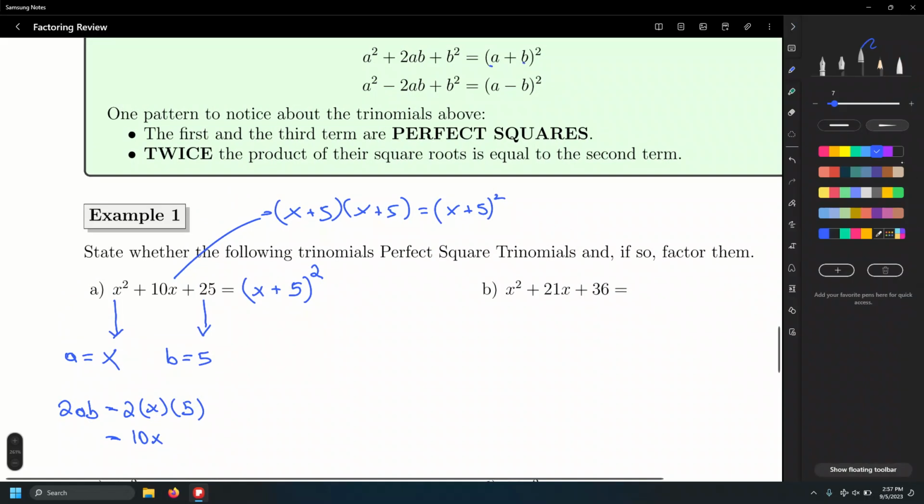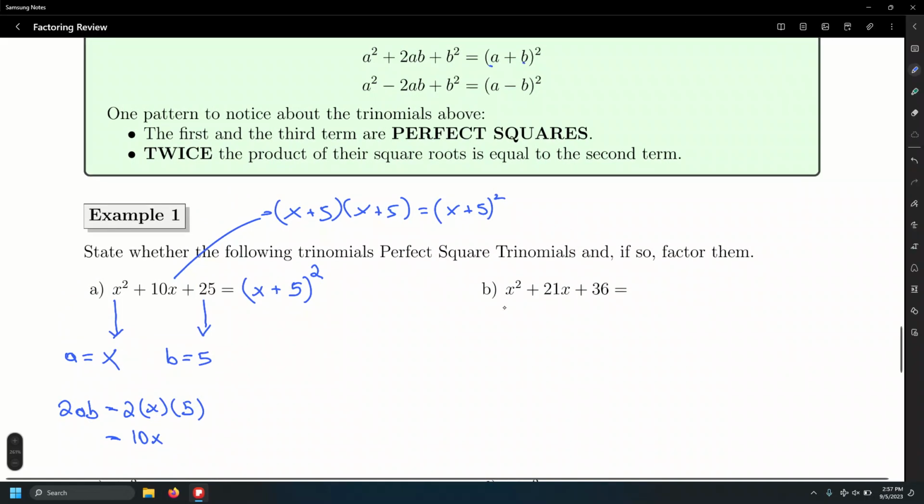Okay, so number one, let's identify the quantity A. That is the quantity whose square equals x squared. What is that quantity? X. What about the quantity whose square equals 36? 6. Okay, so far so good.